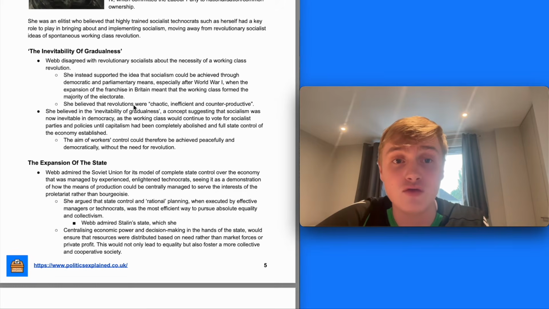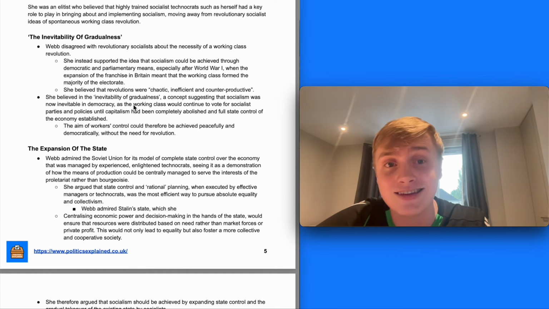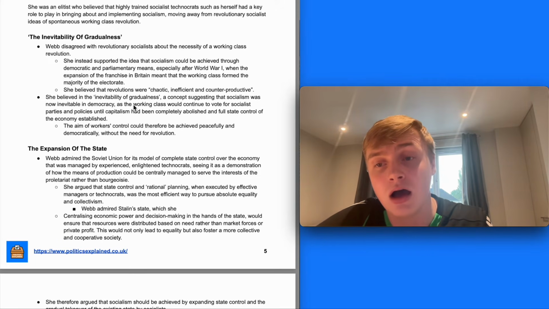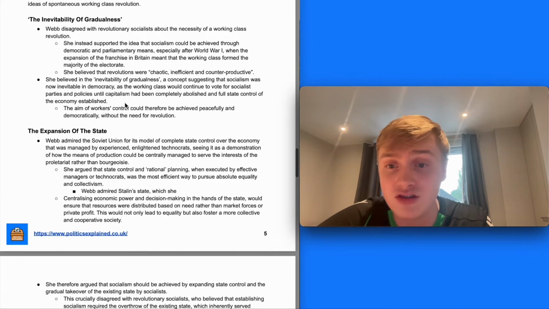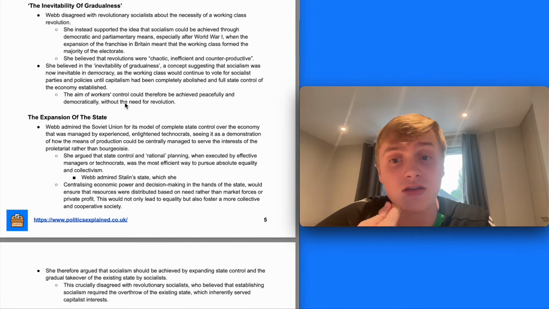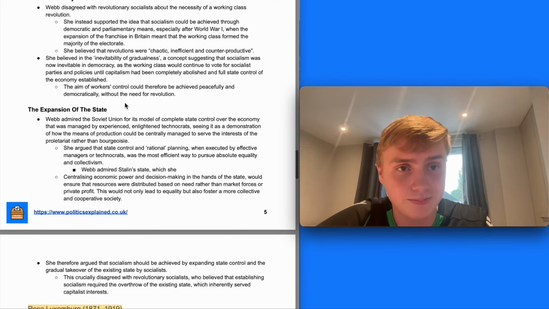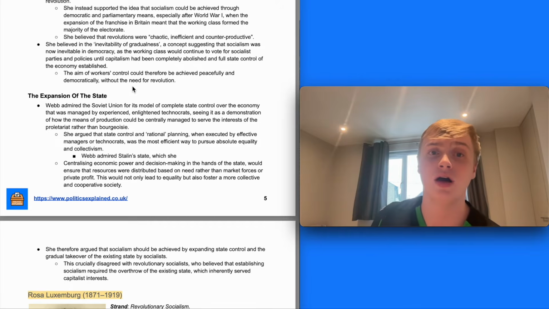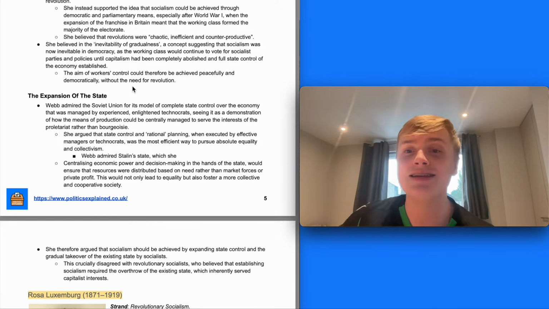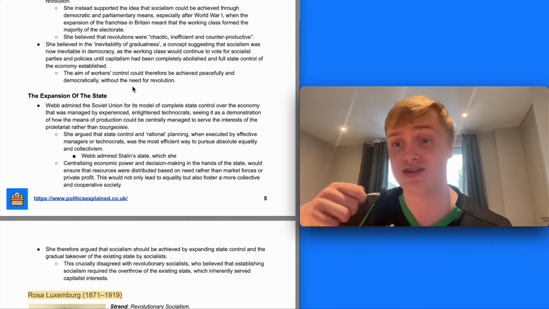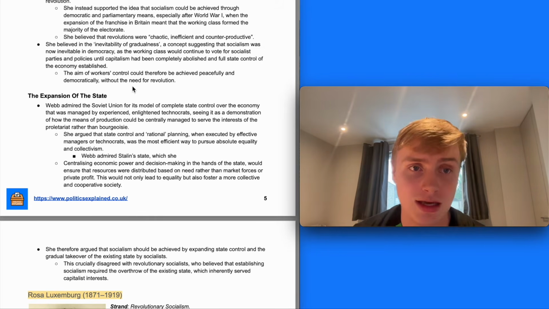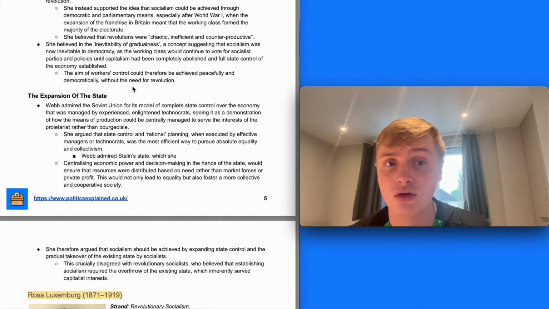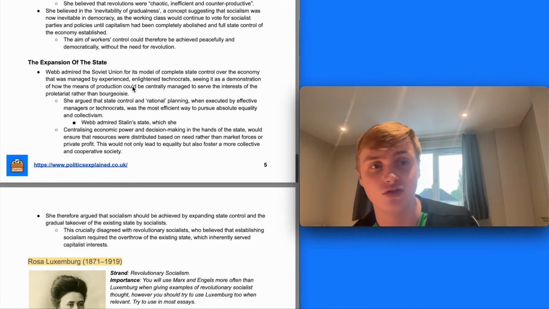First key idea is the inevitability of gradualness. She disagreed with revolutionary socialists about the necessity of working class revolution in achieving the overthrow of capitalism and in achieving socialism. She instead supported the idea that it could be achieved through democratic and parliamentary means, which is especially the case when there was a majority of the working class in the electorate, which was the case in Britain after World War I. She believed that due to this working class majority in the electorate, they would inevitably continue to vote for socialist parties, which was natural as they benefit and advocate for the working class. And as a result, the state would be gradually expanded until capitalism was completely abolished and full state control of the economy established. Therefore, she believed that workers' control and the aims of socialism could be achieved peacefully and democratically without the need for revolution.